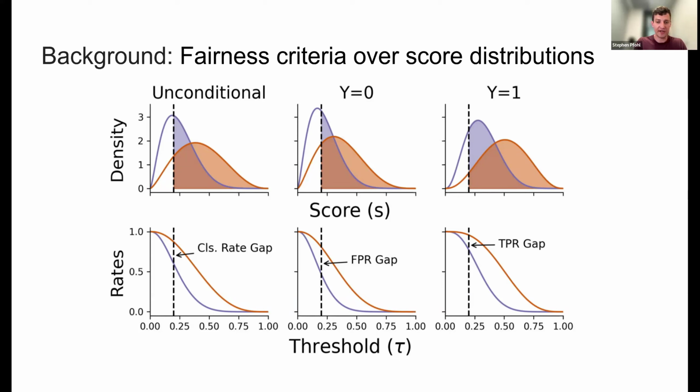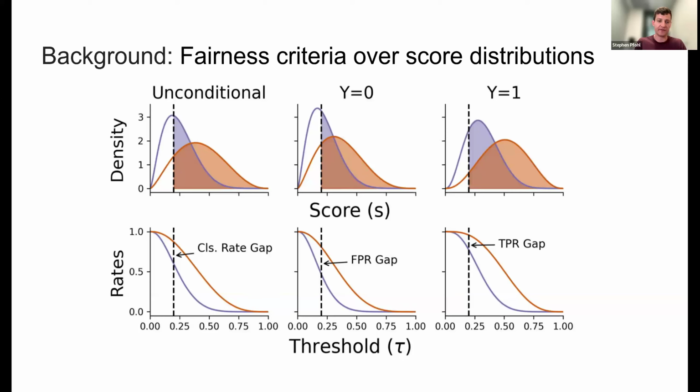We can also imagine taking the population and visualizing these distributions of scores conditioned on the value of our outcome y. That is, separately for those whose ground truth labels have been assigned as negative or positive. What's interesting here is that the false positive rate is just the area under the curve to the right of the threshold for this y equals 0 distribution. Similarly, we can get the true positive rate in an analogous way for the y equals 1 distribution.